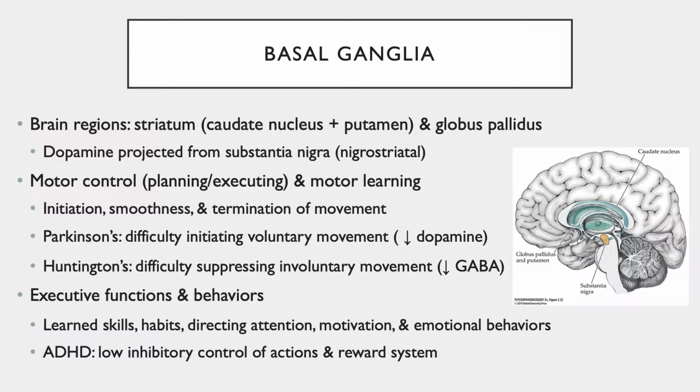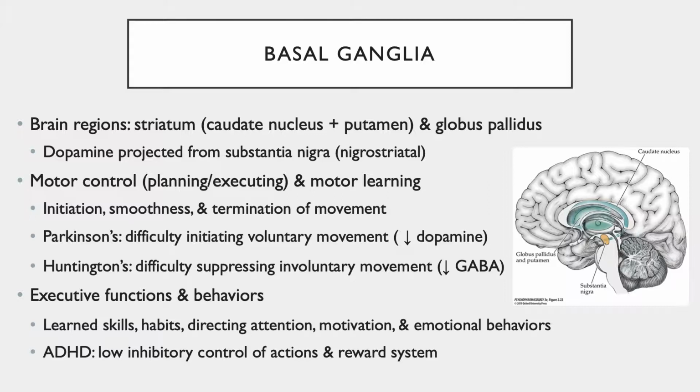The basal ganglia's major function is motor control and executive functions. In terms of motor control and motor learning, we're talking about things like planning and executing motor behaviors. That includes the initiation, smoothness, and termination of movement. There are two fairly well-known disorders that relate to dysfunction of the basal ganglia.